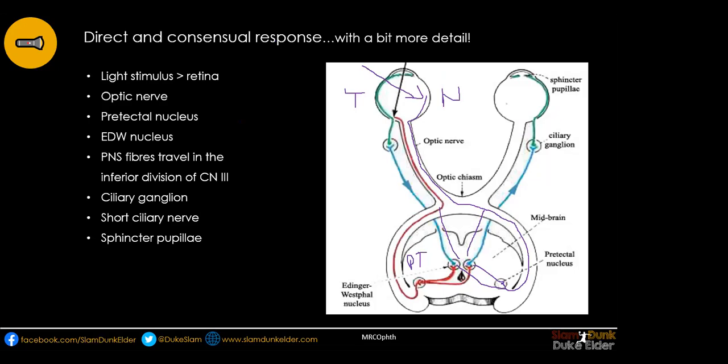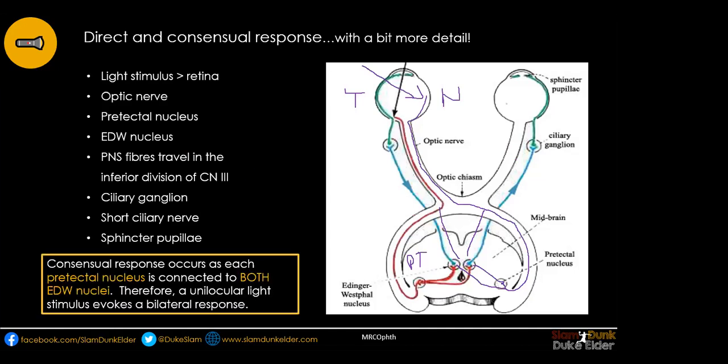Hopefully that makes sense. So light stimulus to retina, optic nerve, pretectal nucleus, innervates both Edinger-Westphal nuclei. Parasympathetic nerve fibers travel in the inferior division of cranial nerve 3, synapse in the ciliary ganglion, and the short ciliary nerve will innervate the sphincter pupillae. And that's what causes your direct and consensual response. The consensual response occurs because each pretectal nucleus is connected to both Edinger-Westphal nuclei.